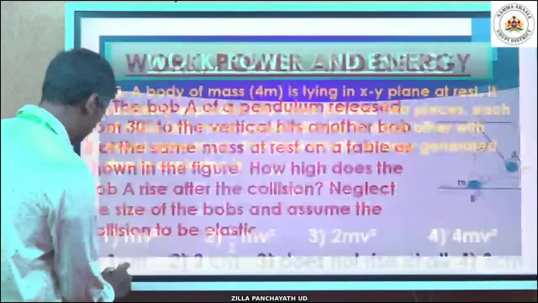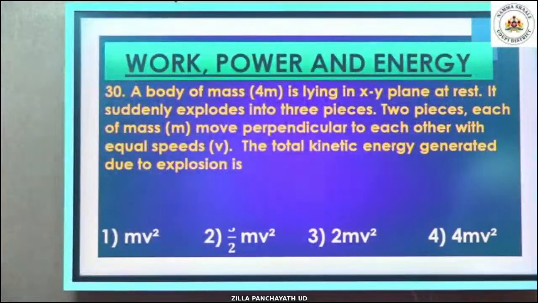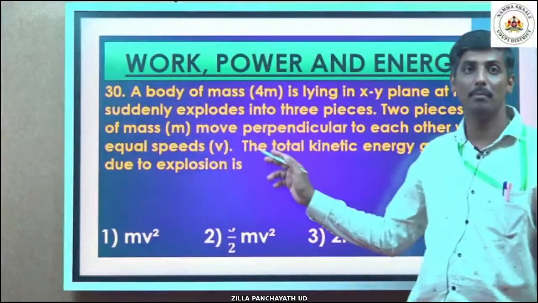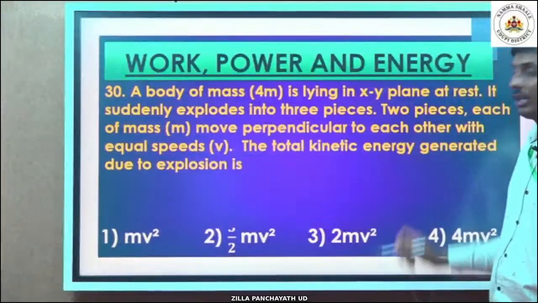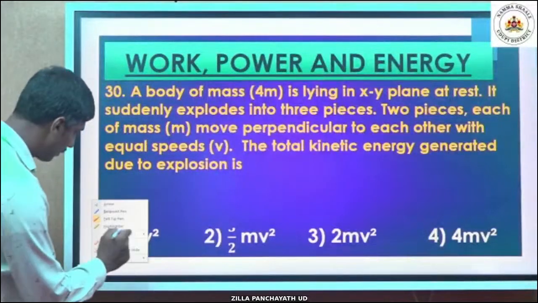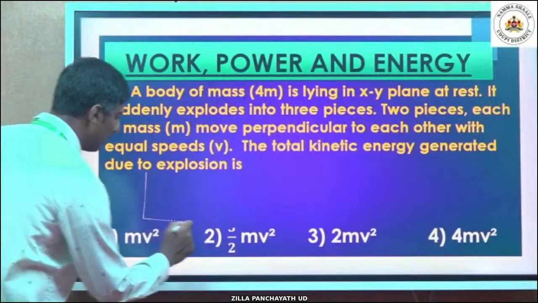The last one will be: a body of mass 4m is lying in xy plane at rest. Suddenly it explodes into 3 pieces. 2 pieces each of mass m move perpendicular to each other with equal speeds v. Then they are asking what is the total kinetic energy. Clear? Okay.